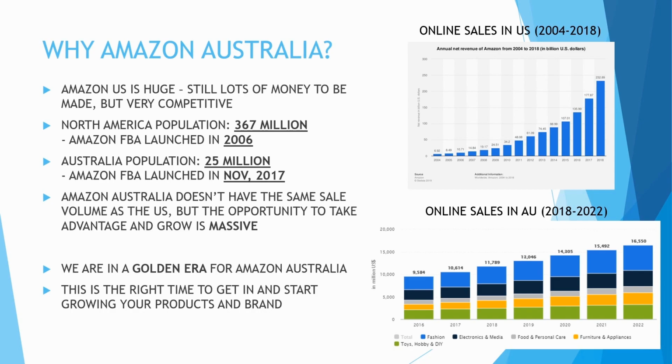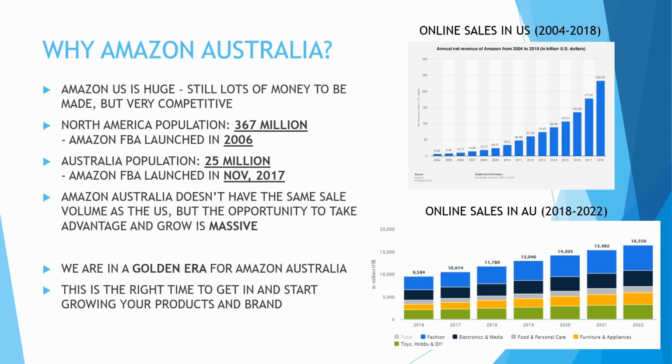So just to give you guys some perspective, North American population is 367 million. Amazon FBA launched in America in 2006. So you can just think of all that time that people have had in solidifying their brands, in reordering products, in ranking their product. It's a lot of time. That's why it's so competitive, because people are so used to it. And in the US, people are so used to buying online. It's just crazy. They're way ahead of the times with e-commerce than they are here in Australia.